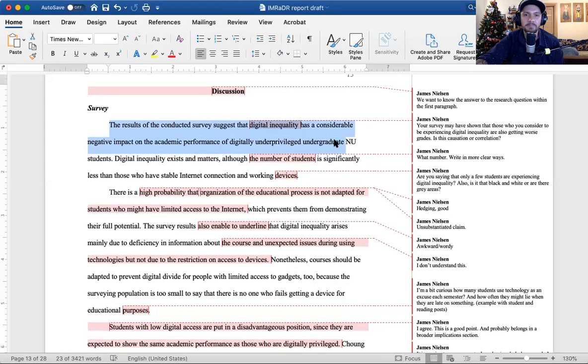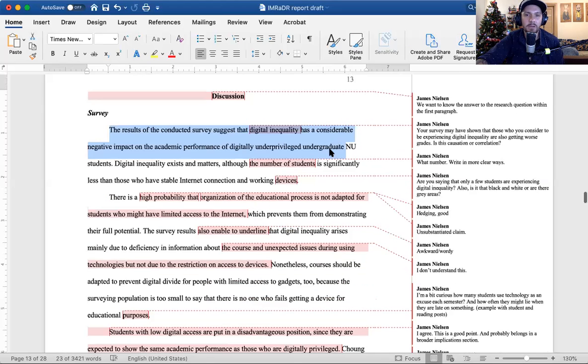Okay. Again, I'm not 100% certain what the research question is, so I'm not sure if this answers the research question. Digital inequality exists and matters, although the number of students is significantly less than those who have stable interconnection and working devices. So this is good, but I want more detail. Okay, I need way more specific detail, if you can provide it, or as much as you can provide.